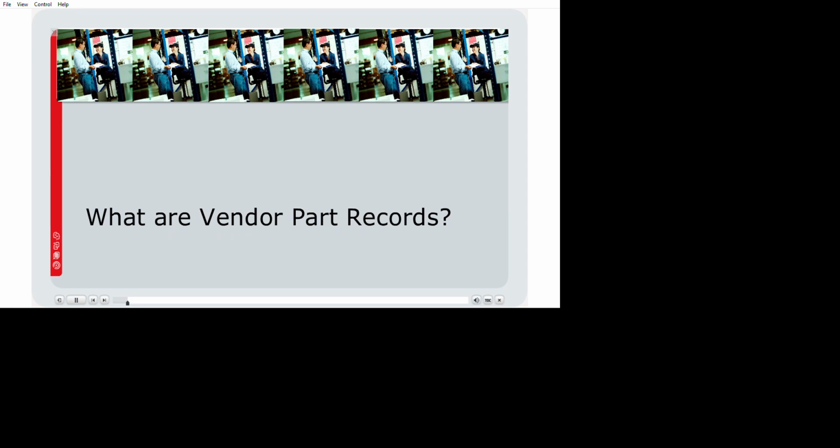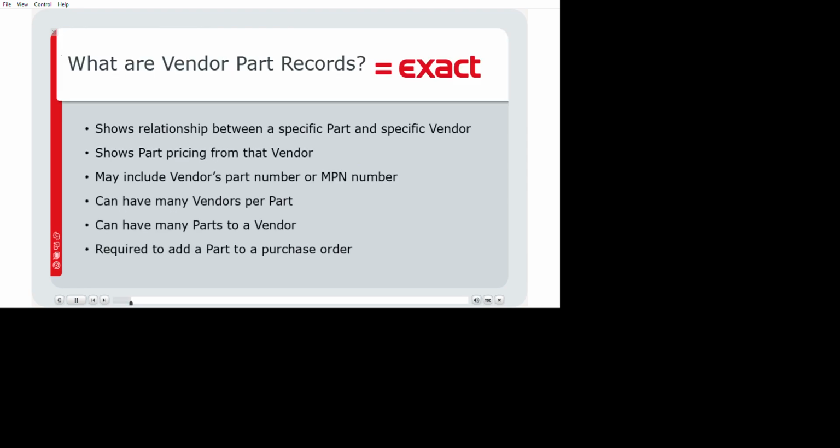What are vendor part records? The vendor part record stores the relationship information between a specific part and a specific vendor. It shows which parts can be purchased from which vendor and at what price. The record may also include the vendor's part number or the manufacturer's part number.